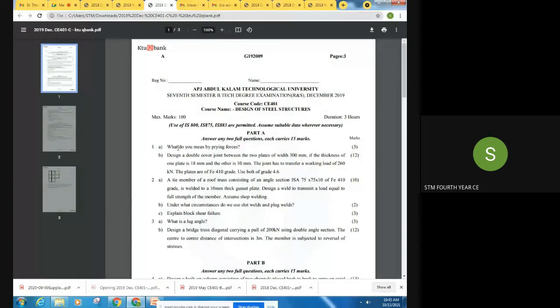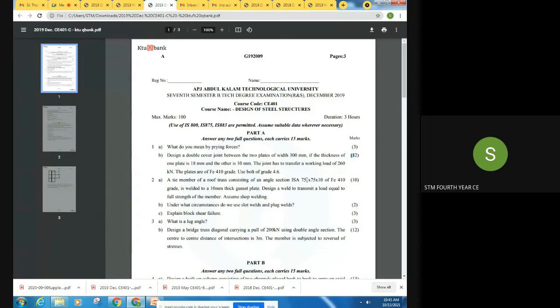Here also a similar type of problem. Prying force I have explained. So in the class note also it's given. You can write it directly from the code book. Okay, design a double cover butt joint. So this question directly we have done in classroom. Okay, so this problem you have to solve, and you will get 12 marks.